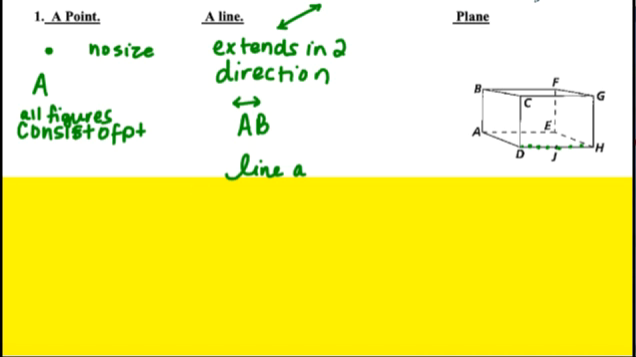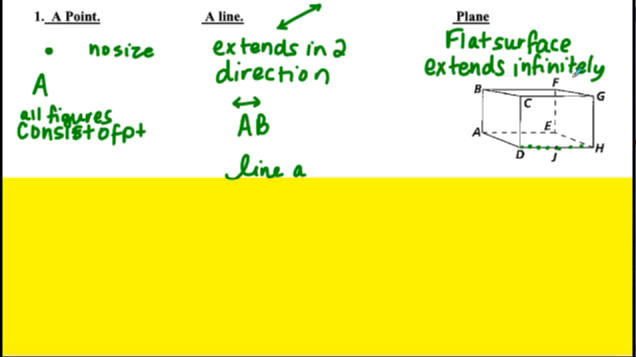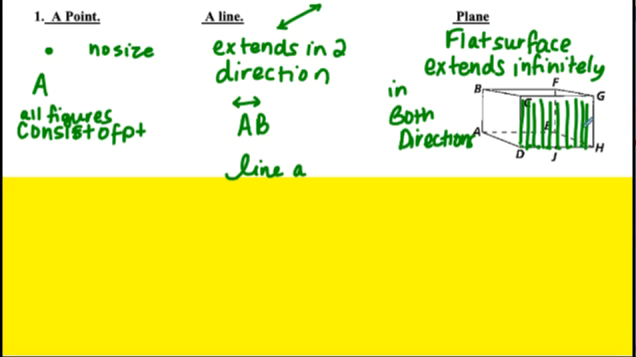A plane is actually usually the hardest one for kids to understand. A plane is a flat surface that extends infinitely in both directions. Back when they didn't know that the earth was round, they thought it was flat, and they thought it would keep going on and on and on forever. This picture is trying to show you a plane, but it would keep going on and on. So this is actually a finite picture, but a plane would go on infinitely.